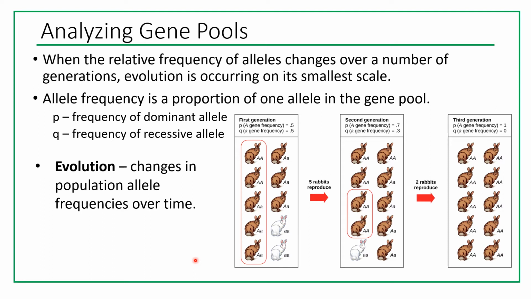So using the modern synthesis theory, we can redefine evolution. Today, this is the definition we use for the process of evolution. Evolution is changes in the population allele frequencies over time, right? So if population frequencies are changing, the population is changing. As a result, evolution is occurring, right? So that's our modern definition for the process of evolution.